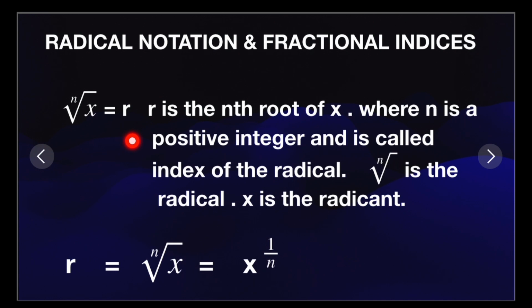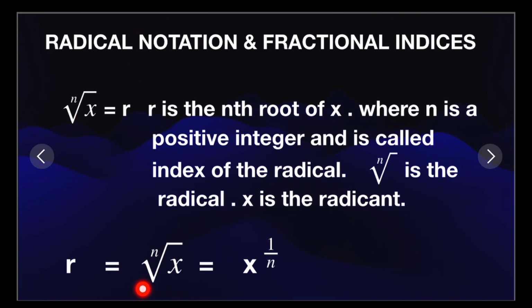Okay, this kind of expression is called a radical notation. This symbol is called the radical, and this value is called the radicand. This n is always a positive integer. How do you read this expression? We can read it as r is the nth root of x. Okay, this is how we read it, and we can convert this into a fractional index like this.